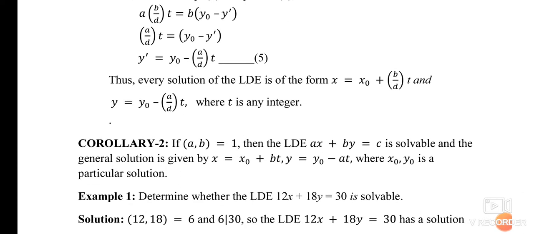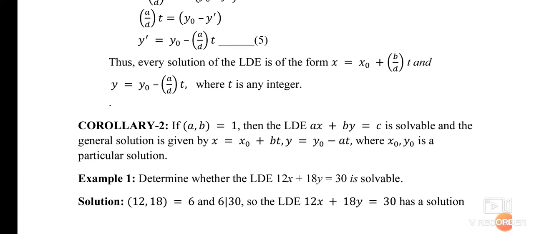Okay. Now, come to the corollary. This corollary states that if GCD of a, b equal to 1, then the LDE ax plus by equal to c is solvable and the general solution is given by x equal to x naught plus bt, y equal to y naught minus at, where x naught, y naught is a particular solution. This corollary is a particular case of the above theorem, here d equal to 1. So, this corollary states that if the coefficients are relatively prime, then the two variable LDE always has a solution.